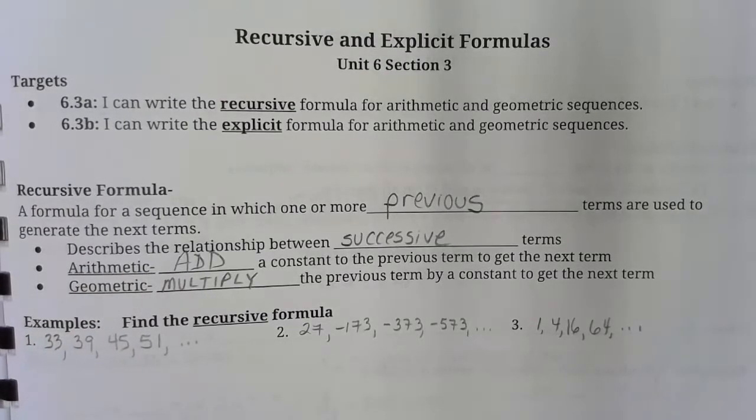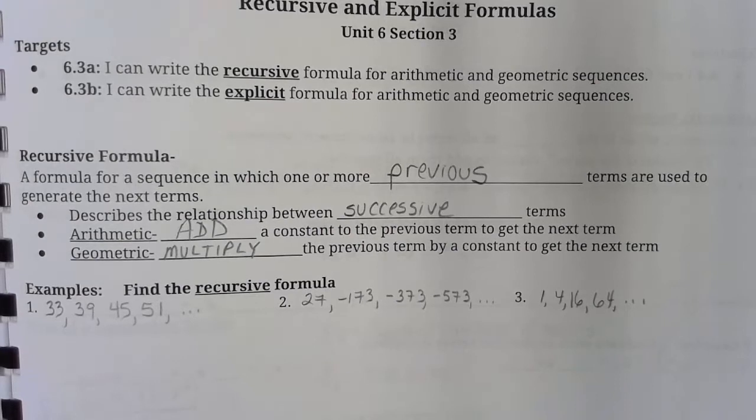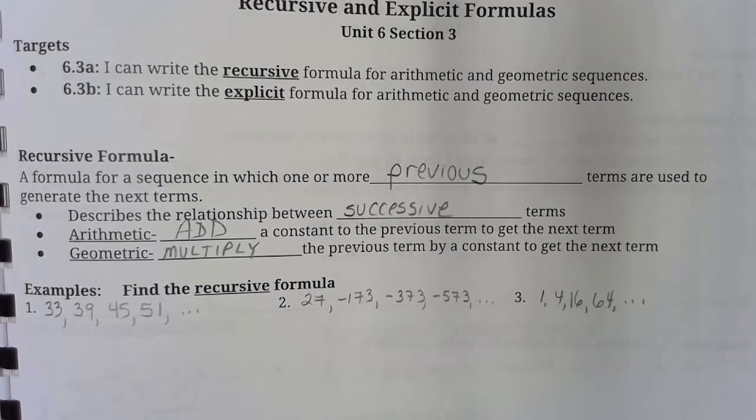So we know from our work in 6.1 and 6.2 that arithmetic sequences are where we're adding a constant. And even though I'm saying adding a constant, we could be adding a negative, right? So it looks like subtraction. And a geometric sequence is when we multiply each term by a constant to get the next. So we've got three examples here of finding the recursive formula. I'm only going to do number 1 and number 3. Number 2 I will do and then post in the notes, but I'm only going to make you watch me do one of each kind for the video.